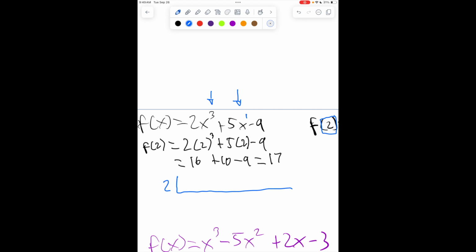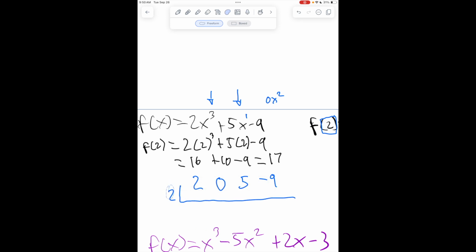My coefficient is a 2. My coefficient for x squared is 0, like 0x squared, so I'm going to use 0. My coefficient for x is 5, and then my constant is -9.